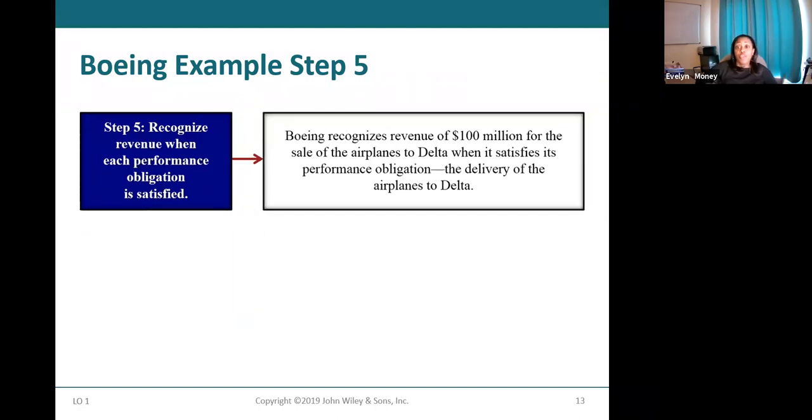And in step 5, the revenue does not get recorded until the planes are delivered to Delta. So Delta can pay for them today, and that's great. As Boeing, we'll record the cash coming in, but we can't record that as revenue until the planes are delivered to Delta. That is what the contract outlined.